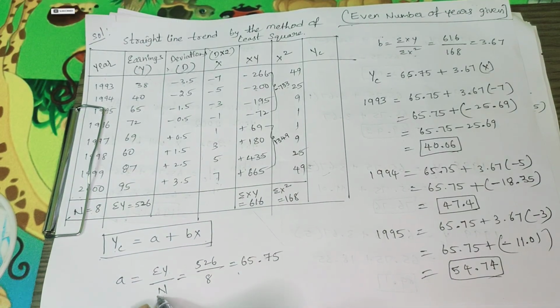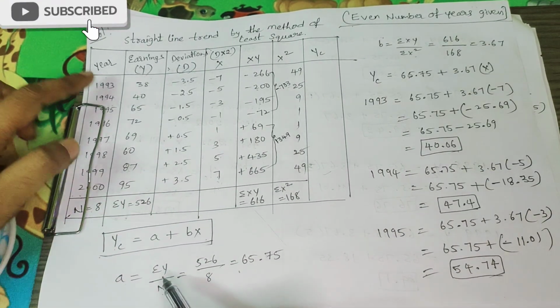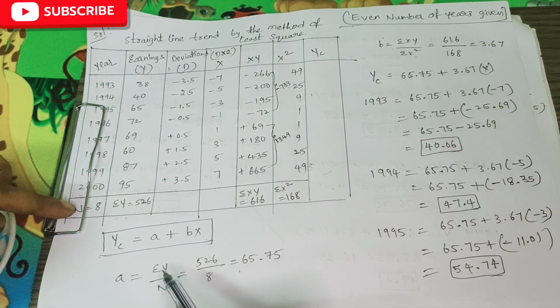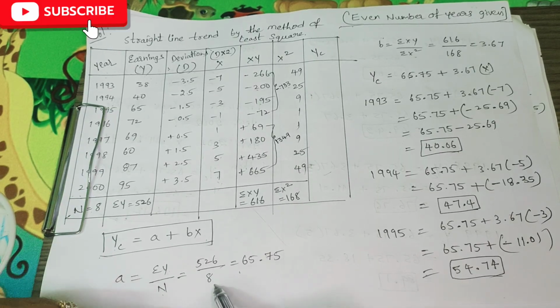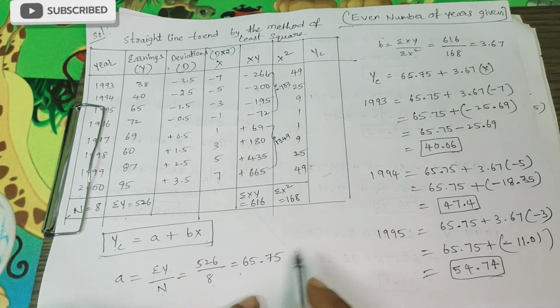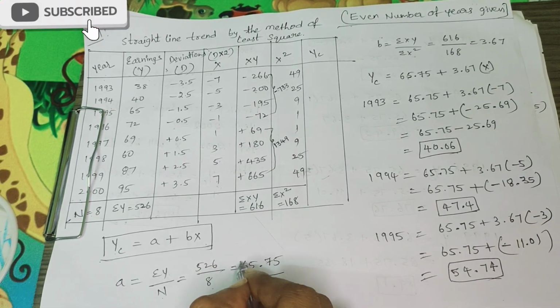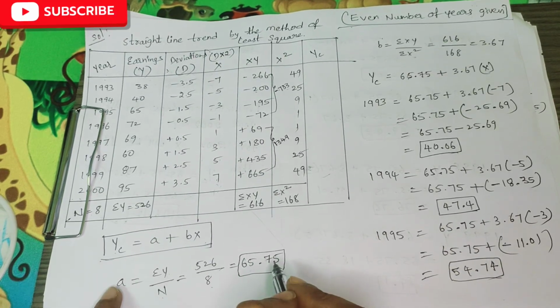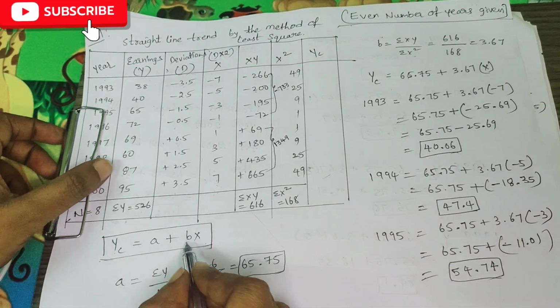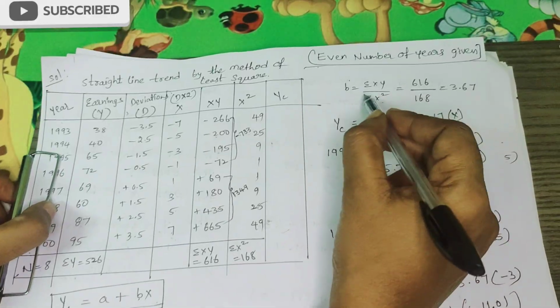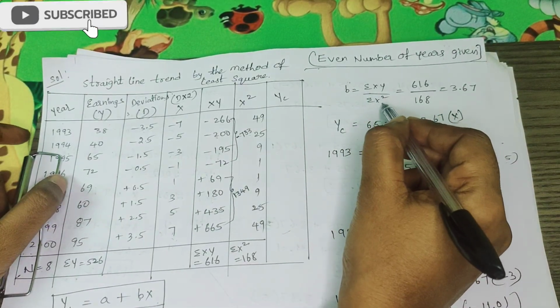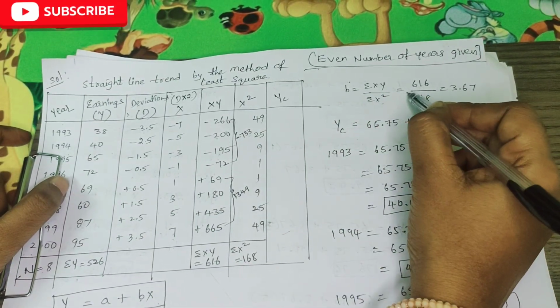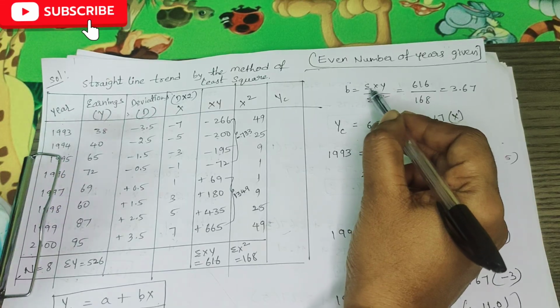And N is nothing but number of years. How many years are here given? 8 years. So divided by 8. So we'll get 65.75. What is this 65.75? A value. Okay. And coming to B. What is B here? Summation of xy divided by summation of x square. That is equals to. So how to find out summation of xy?